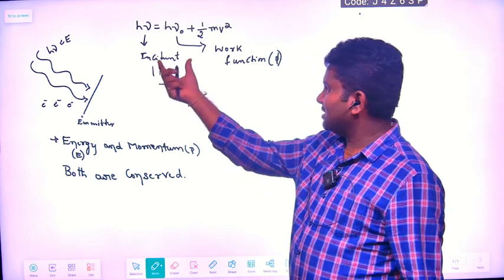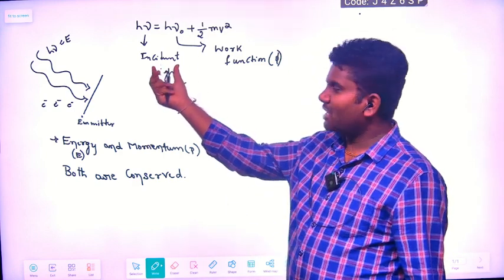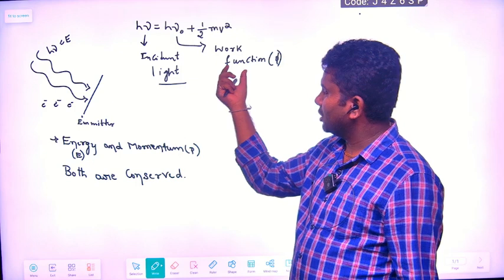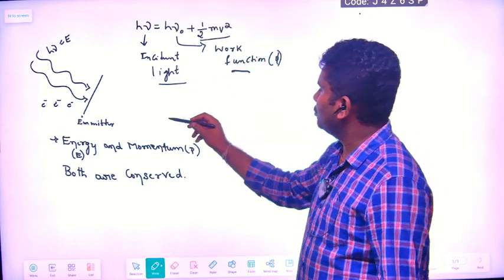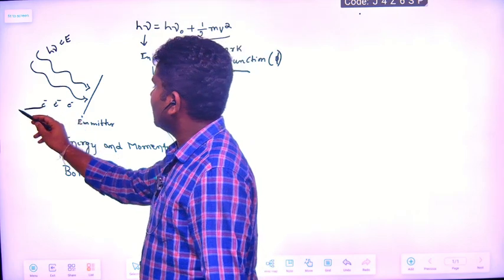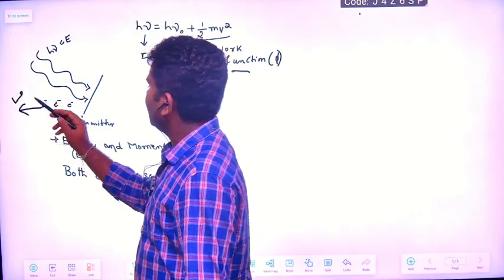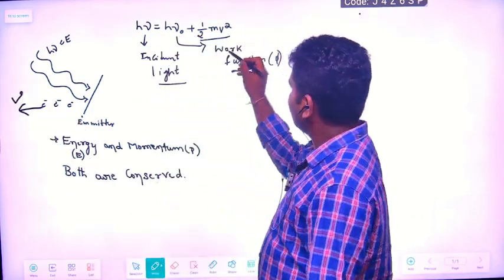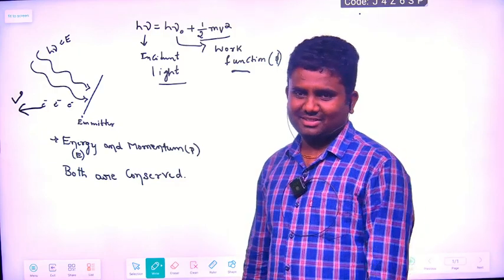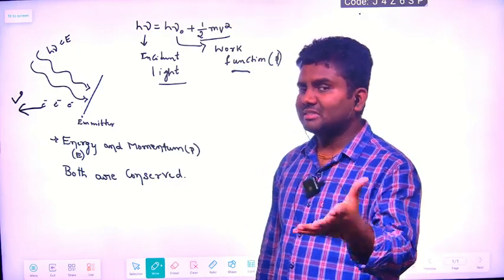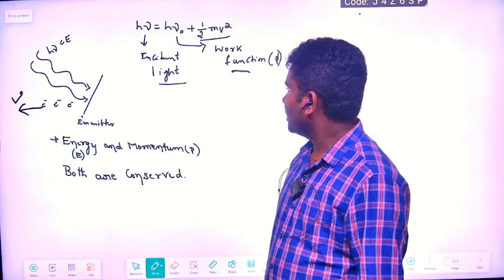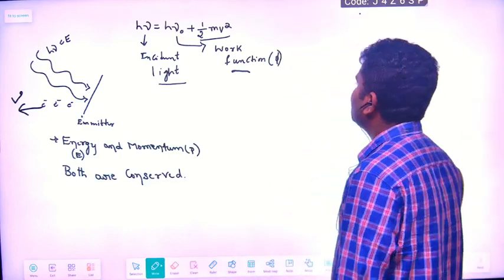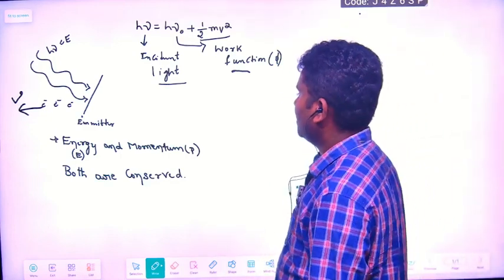Understood? Of this total energy, some energy is used to remove the electrons, and the remaining part is used to move with some maximum velocity or with some kinetic energy. That's what half mv square. This is what Einstein says, and in the last class we discussed what Einstein explained. Correct, right? So h mu is equal to h mu naught plus half mv square.